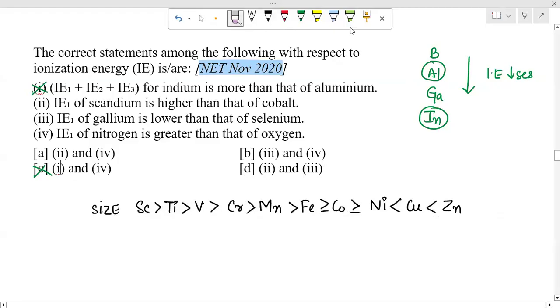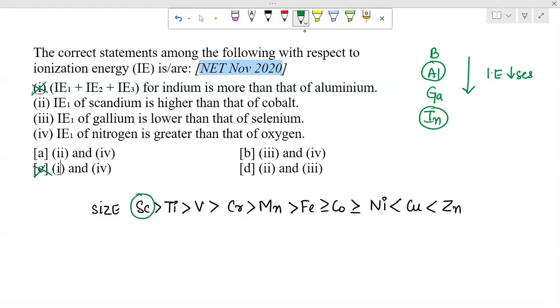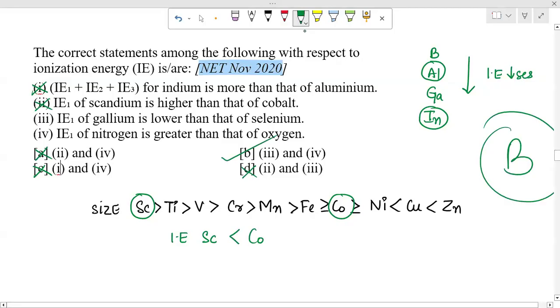What is the question? They have asked us to compare scandium and cobalt. Scandium is larger in size than cobalt, correct? As a result, the ionization energy of scandium will be smaller than cobalt because the size is huge. So statement 2 is also wrong. So it's not option A, it's not option D. Correct answer should be B. We found it just by cancelling the options.